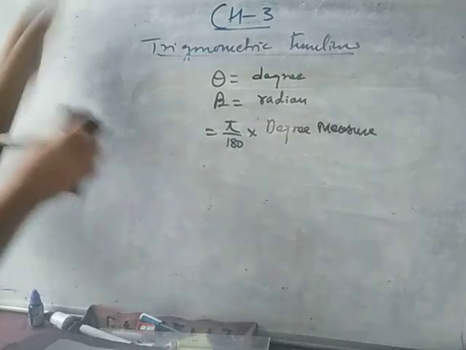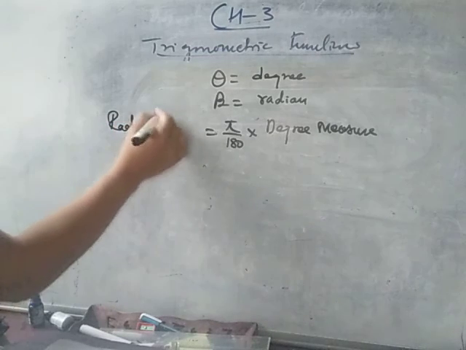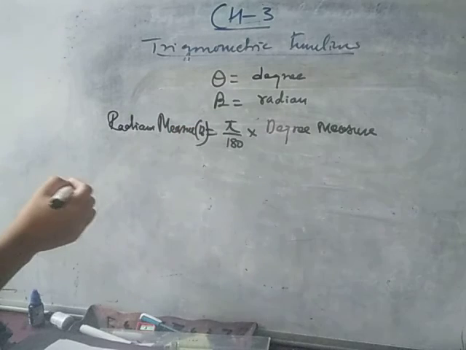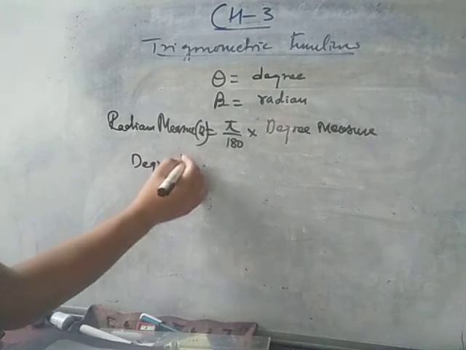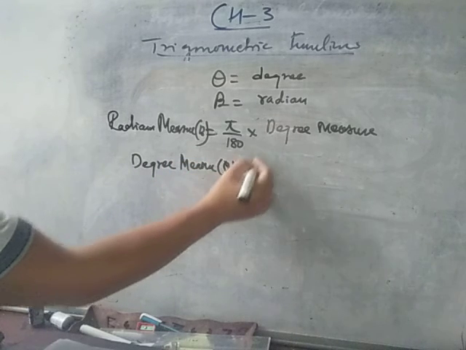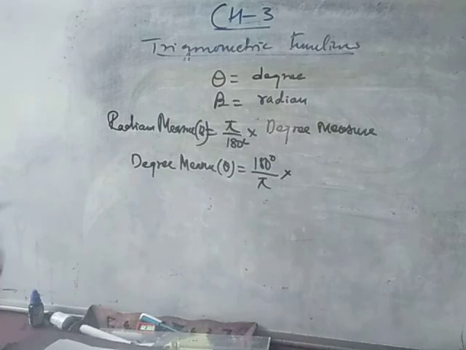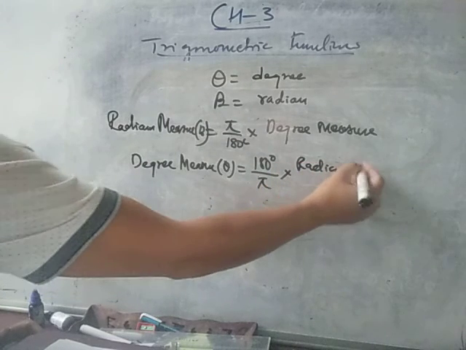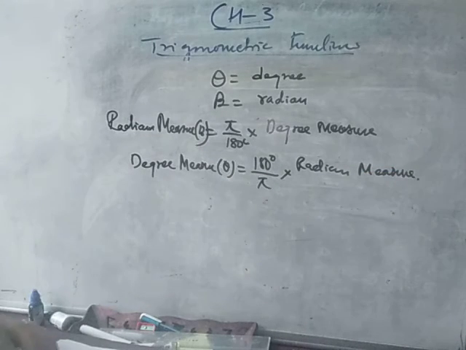Just write radian measure, that is your beta, isn't it? So next, degree measure, that is your theta, isn't it? Equals to 180 divided by pi into radian measure. Clear?